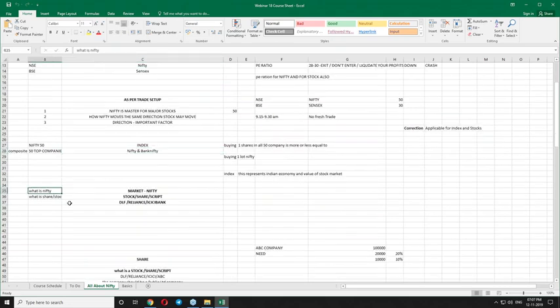So what is Nifty? When I say market, we mean Nifty as the market. That is how we look at the overall market, that is Nifty.